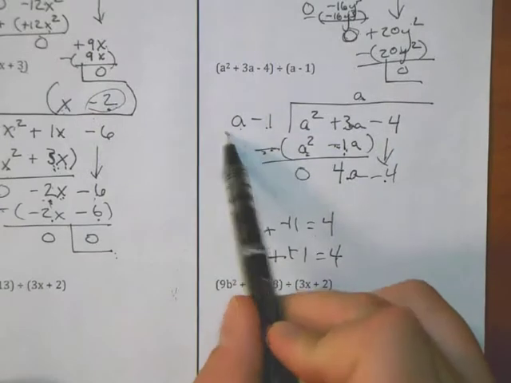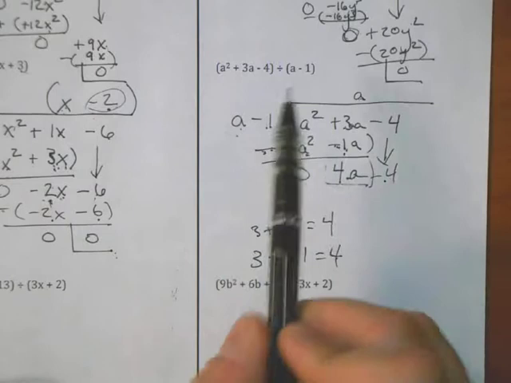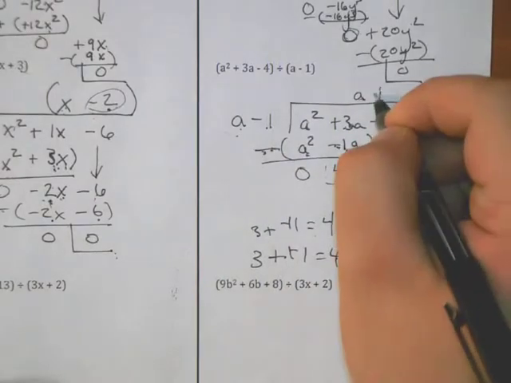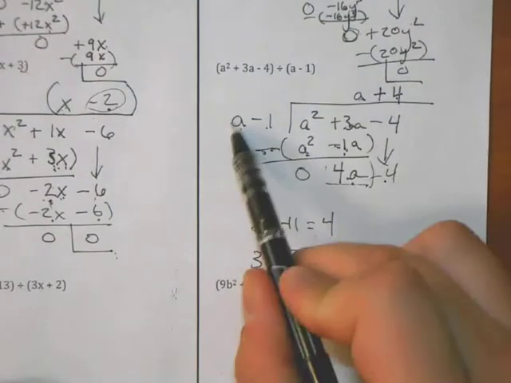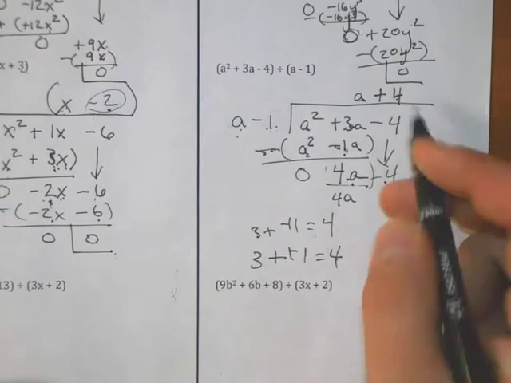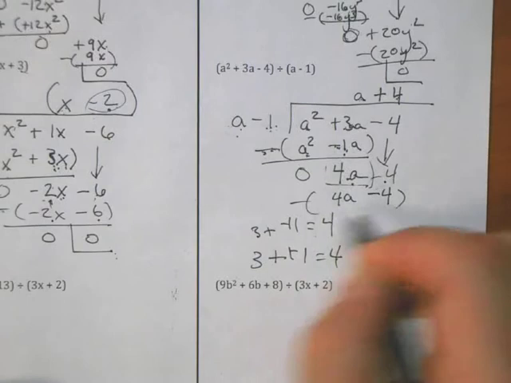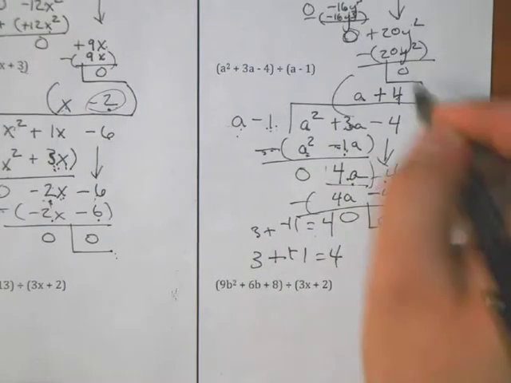So what times the first group gives our new leading term? What times a is 4a? We write a positive 4 on top. What's positive 4 times each of these? And what's 4 times negative 1? Subtract. 0, 0, you have a remainder of 0.